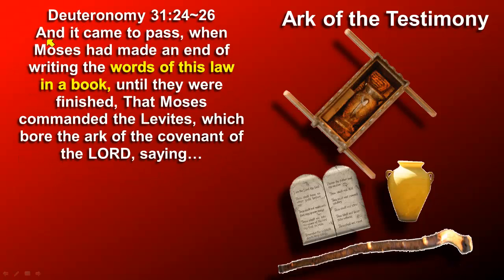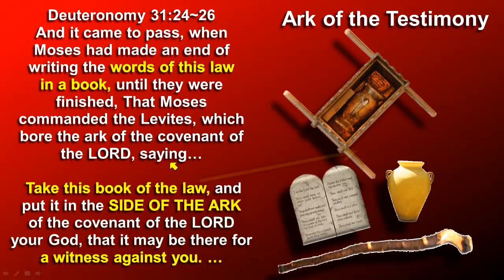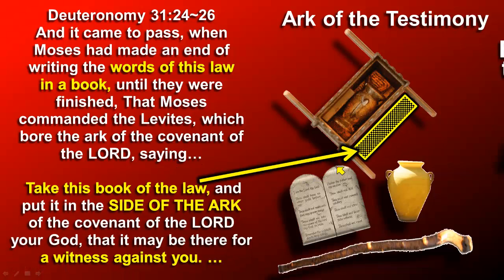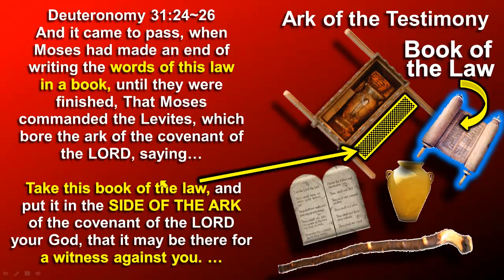In Deuteronomy we read, "And it came to pass, when Moses had made an end of writing of the words of this law in the book, until they were finished, then Moses commanded the Levites, which bore the ark of the covenant of the Lord, saying," so what are we talking about here? We're talking about the book of Moses, the book of the law. So he says, "Take this book of the law and put it on the side of the ark of the covenant of the Lord your God, that it may be there as a witness against you."